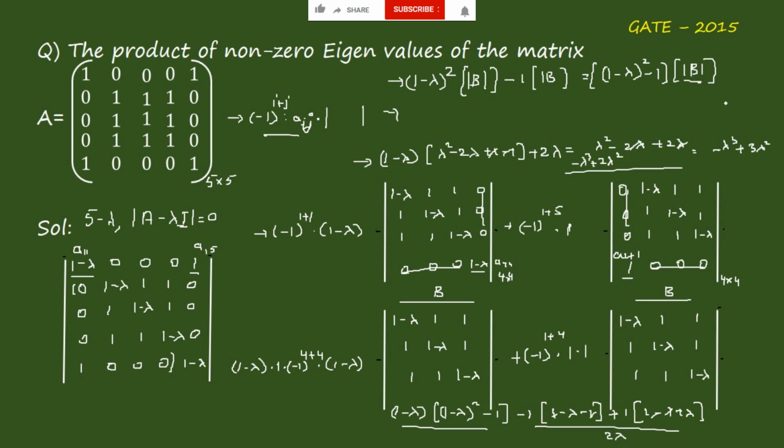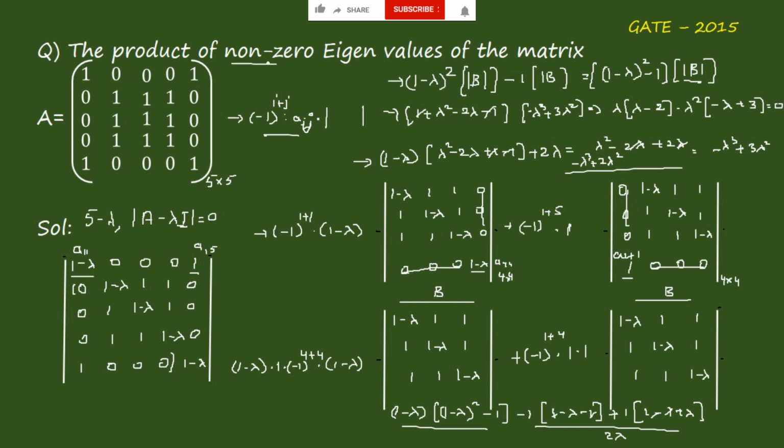So on squaring this particular value, it becomes 1 plus lambda square minus 2 lambda minus 1 into this particular term, it is nothing but lambda cube minus lambda cube plus 3 lambda square, right? So minus plus get cancelled here. So we can write this one as nothing but lambda into lambda minus 2 into lambda square into minus lambda plus 3, right? You have to equate this one to 0, right?